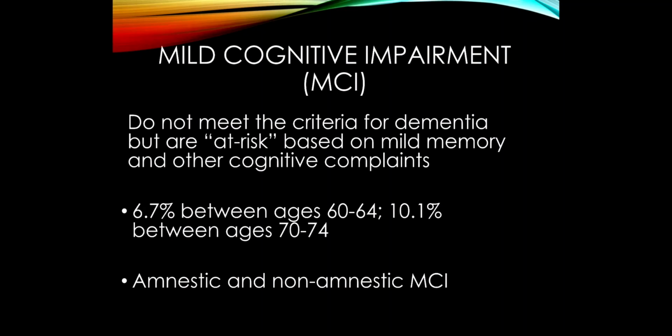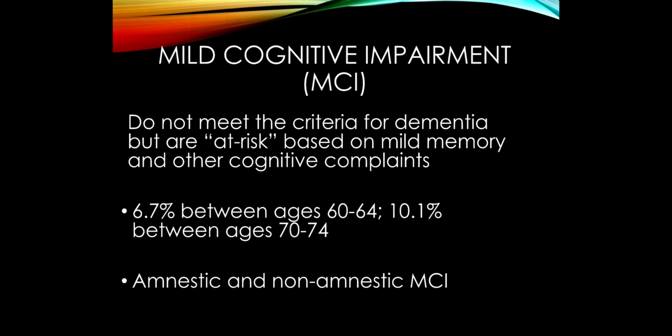So first let's talk a little bit about mild cognitive impairment. So these are individuals that are having some cognitive issues, so they're at risk, but it's not bad enough that we could officially diagnose the patient as having Alzheimer's or some other dementia syndrome. So you can see this is fairly common, 6.7% between ages 60 to 64, up to 10% once we get up to between age 70 and 74.